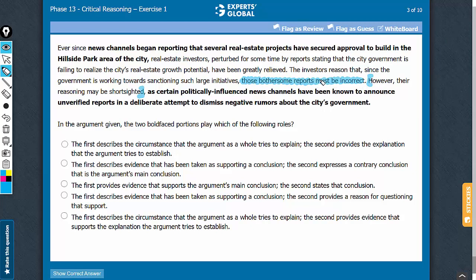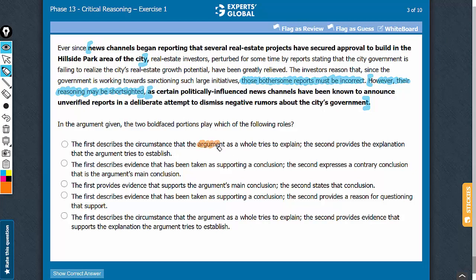Step 2 is to link the two boldfaces with the conclusion. See, the first boldface here is a circumstance that the argument explores, and in the process of assessing the circumstance, the argument comes up with this intermediate conclusion here, and it comes up with the final conclusion here. And how is this second boldface linked with the conclusion? The second boldface supports the main conclusion here. So with this groundwork, let's look at the answer choices.